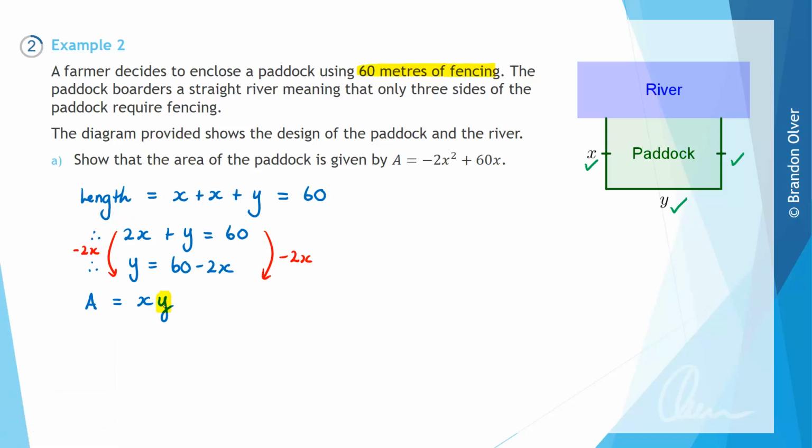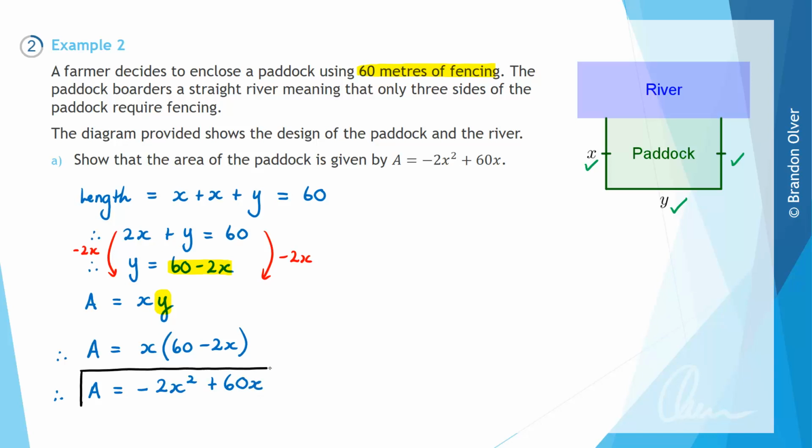So now wherever there's a y here, we can replace it by 60 minus 2x. So therefore the area is going to equal x times 60 minus 2x. And then if we expand that, we get that the area is equal to 60x minus 2x squared, which we could write in the order minus 2x squared plus 60x. So that is the rule for the area of this paddock in terms of only x, which we were asked to show back up here.